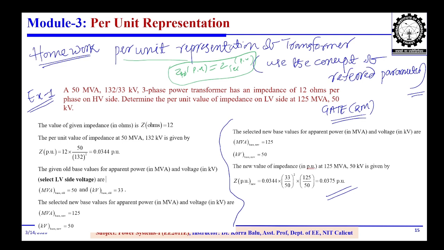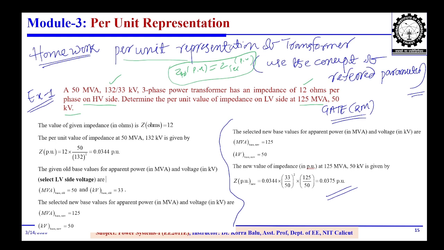Here a 50 MVA 132 kV by 33 kV 3-phase power transformer has an impedance of 12 ohms per phase on the HV side. You can see the given value is in ohms, and it is given on the HV side. Determine the per unit value of impedance on the LV side at 125 MVA and 50 kV. First, we need to convert the given impedance value in ohms to per unit. The value is given on the HV side, so 12 times 50 divided by 132 gives the per unit impedance on the HV side.